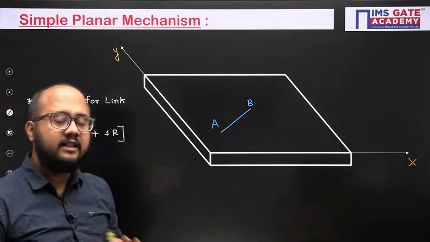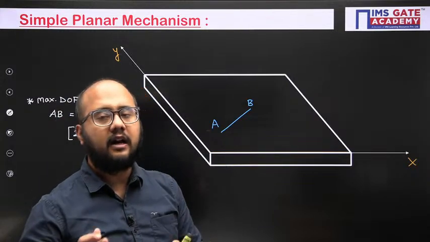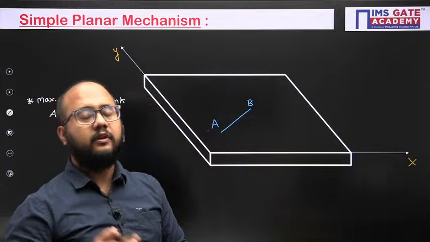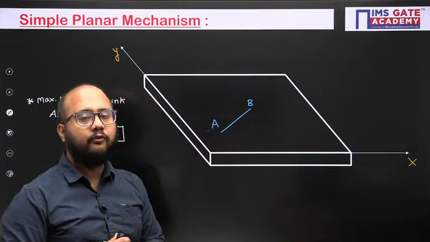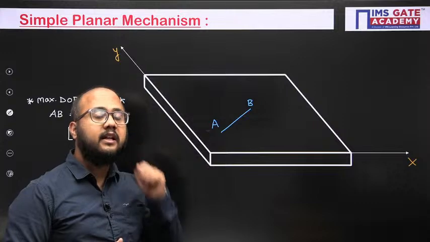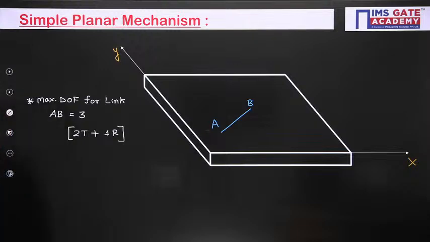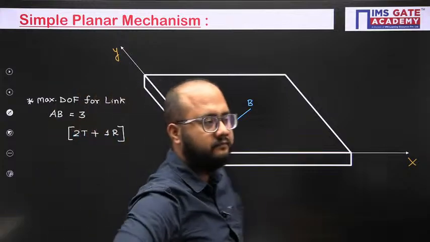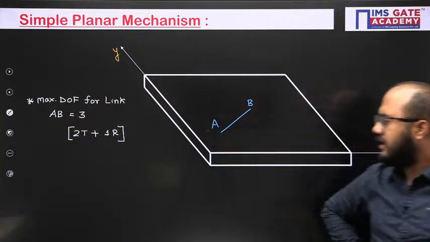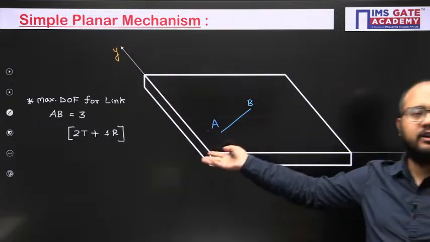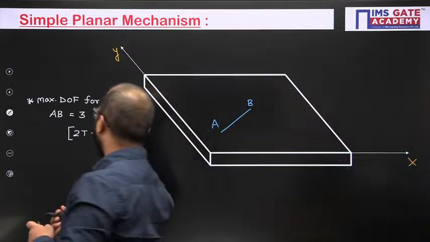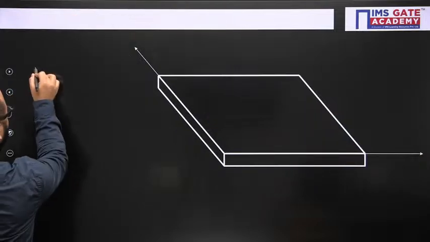Clear? Now, next thing is, let's suppose AB gets connected with another link. Now, my question to you everyone is, what would be the degree of freedom of link AB? Please mention your answer in the chat box, everyone. What would be your answer? Okay, if it is there as it is, then the degree of freedom will be 3. But let's suppose AB gets connected with another link. Next point we will write.